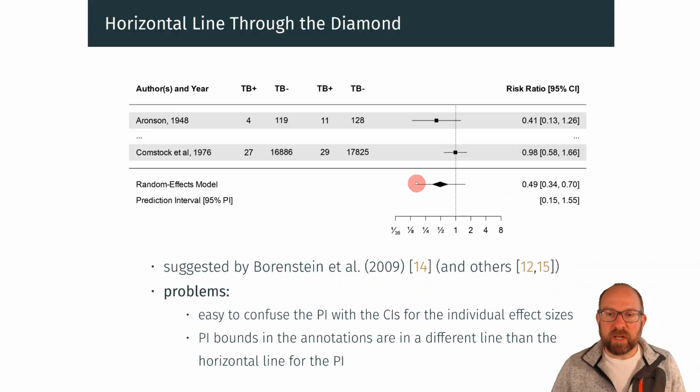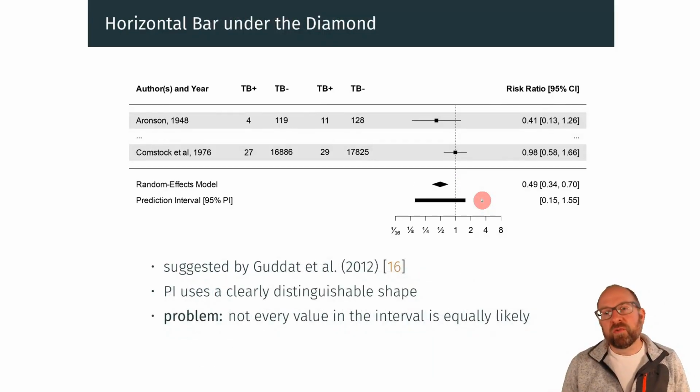Alternatively, we could use a line that goes through the diamond for the pooled estimate, and the ends of that line indicate the prediction interval. But this is now easy to confuse with the confidence interval for the individual studies. And maybe this is a bit nitpicking, but we have to give the prediction interval bounds here in a different line than where visually the prediction interval is actually shown. So to clearly differentiate the prediction interval from other elements in the forest plot, we may want to use a distinguishable shape, such a horizontal bar, to indicate the prediction interval, and this has been suggested before.